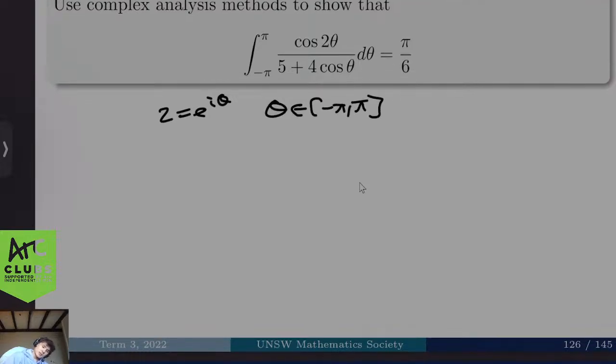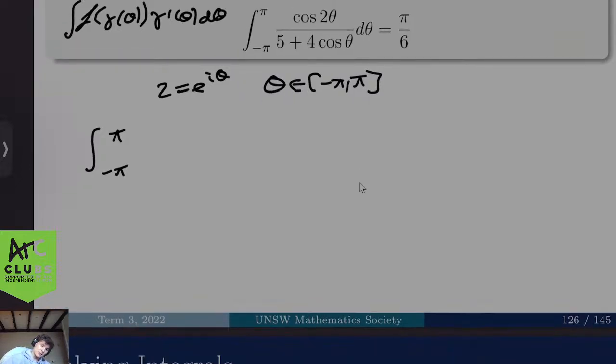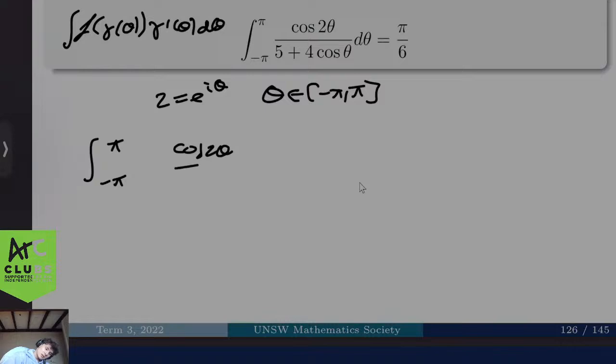Now, how do we rewrite this integral in terms of z? One thing to remember is that we do need to include that gamma dash of theta term, but I'll explain how we can include that very soon. But let me do this first. So cos 2 theta on 5 plus 4 cos theta d theta.